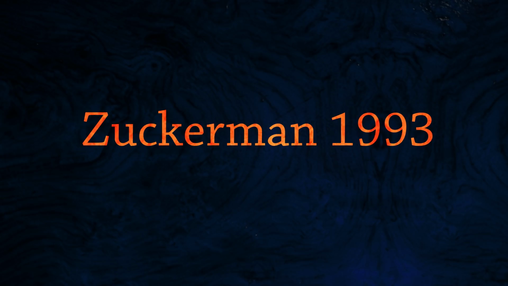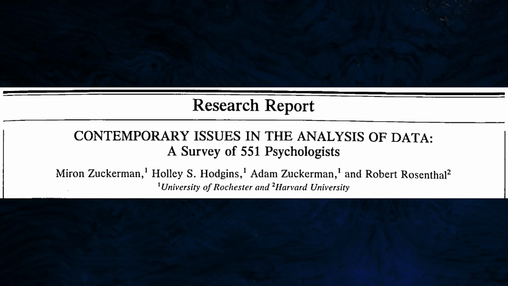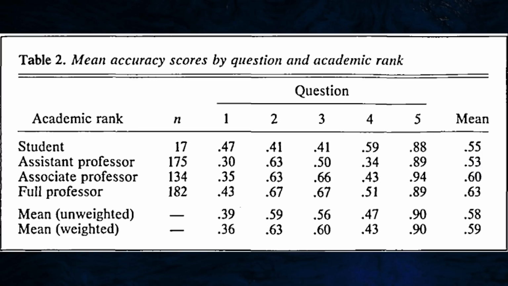3.5.4 Zuckerman 1993. In 1993, in the paper Contemporary Issues in the Analysis of Data, a survey of 551 psychologists, Zuckerman et al. looked at the scores of 508 psychologists, broken down by being full professor, associate professor, assistant professor or student, on 5 first-year statistics questions. These questions were all true or false, so random guessing would give a score of 0.5.